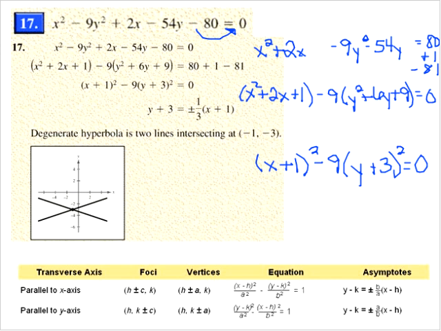be. So the center of that, after looking at completing the square, is -1, -3. Okay? So instead of having an actual hyperbola, you just have two lines that intersect at that point. And the reason that we call it degenerate is because we cannot divide by 0. Right? So whenever that happens, it is a degenerate conic.